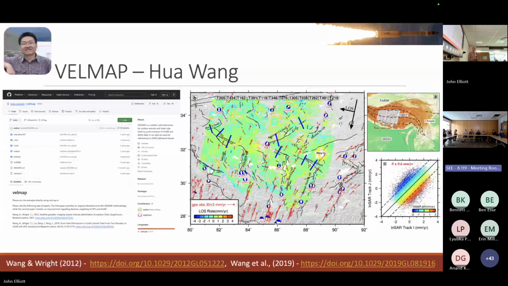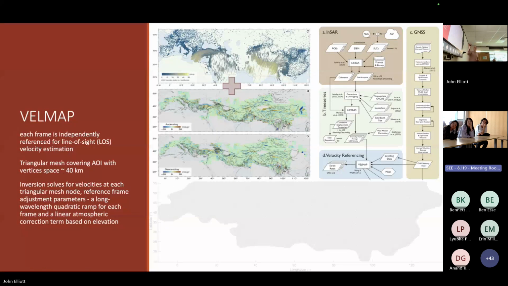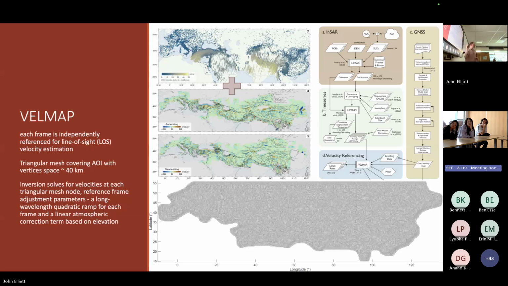So this is done through a piece of software called Velmap that Hua Wang developed, and it has been used in many studies before, Wang et al., used across large parts of the Tibetan Plateau. And this is key for being able to tie together the InSAR data that I just showed you with the earlier GNSS data to give you a consistent velocity frame. So we get the GNSS, we combine that with the two line of sight velocities from ascending and descending of the SAR, and we did that over a mesh. We had quite a coarse node spacing of 40 kilometers so that we solved the velocities on that triangular mesh. How fast are each of them going?